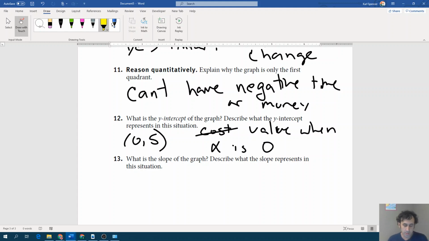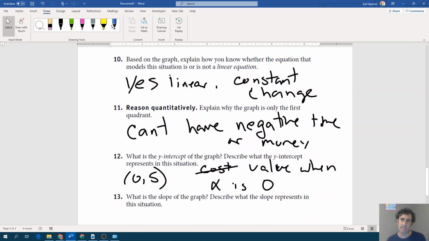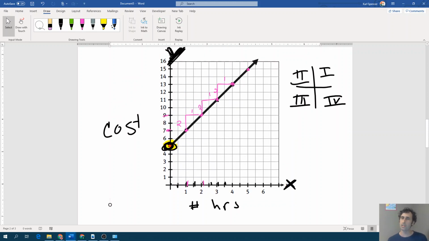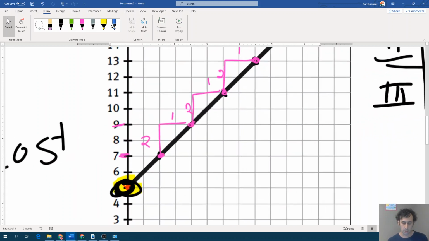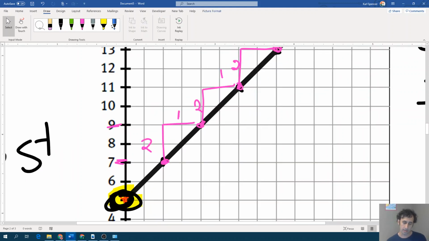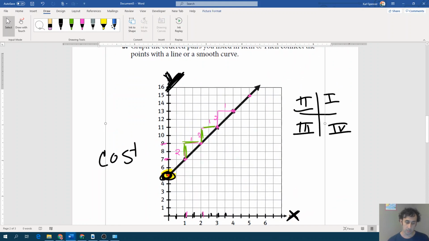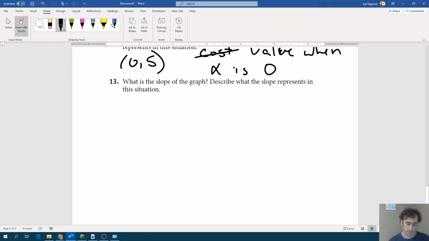Question 13 says, what is the slope of the graph? Describe the slope as it represents in this situation. Now, slope is something we hadn't talked about, but it's based on number 10. It's that constant change. How do things go up? Maybe you remember back from Algebra 1 or geometry, slope was that rise over run, how things change. So in our graph, what was the rise? What was that run? That rise and run, the change in the y, the change in the x, is exactly our slope.